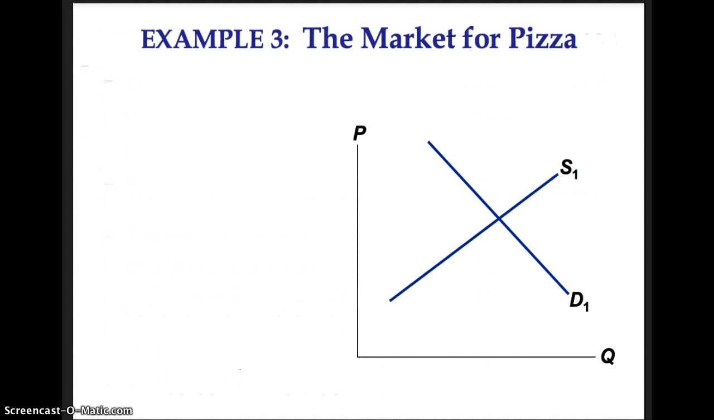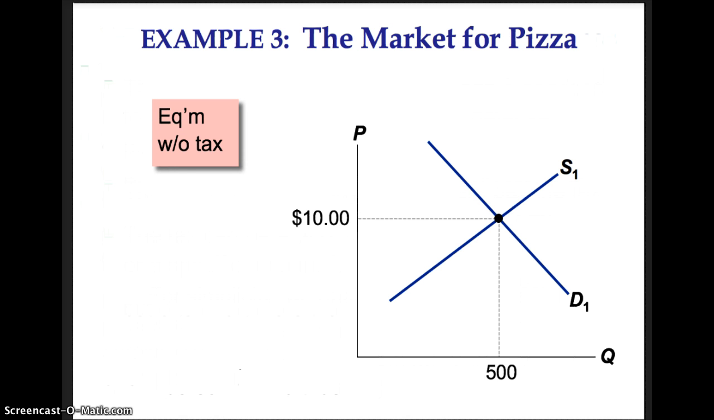Suppose we are analyzing the market for pizza. Prices on the vertical axis and quantities on the horizontal. Supply is upward sloping and demand is downward sloping. Equilibrium without the tax occurs at $10 and 500 units.